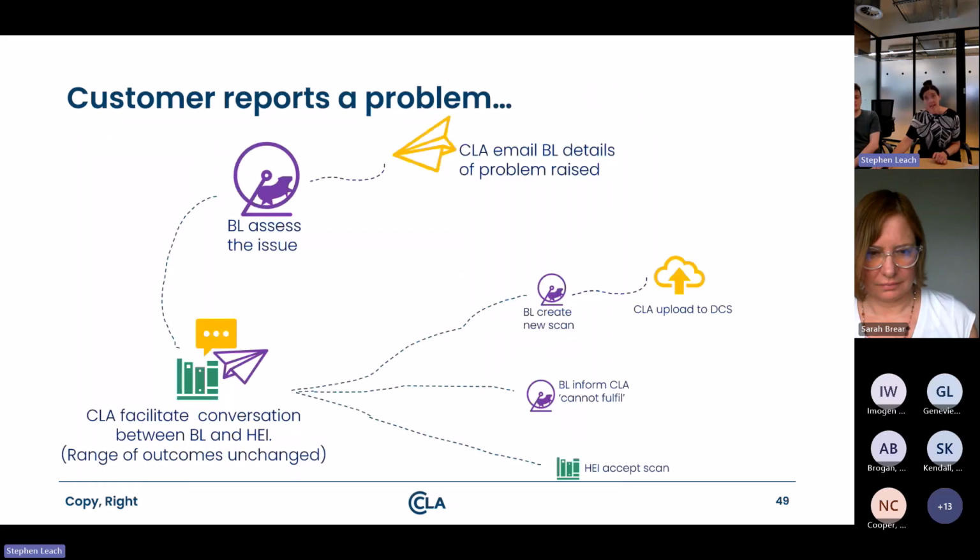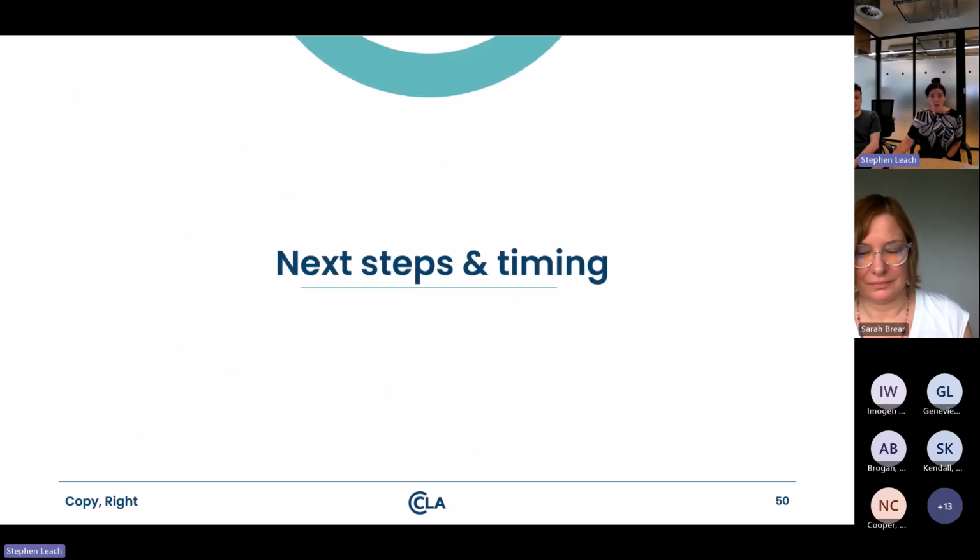So what happens then? We will email the British Library to let them know that a problem's been raised. They'll have a look at the issue, assess it, and then there'll be basically a conversation with you, with them, with us to figure out what's happening. And ultimately, we're going to reach an agreement in some way, shape or form, same as now. Either they'll create a new scan and we'll be back to uploading it, or they'll say, actually, fair enough, I can't fulfill it, and so it can't be fulfilled, or they'll say, no, that's exactly what you asked for, in which case you'll accept it. Good, so that's how it looks.